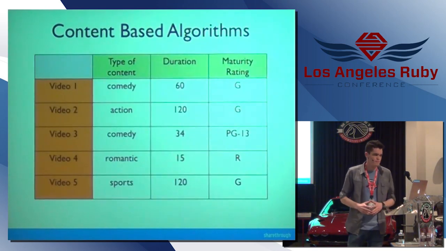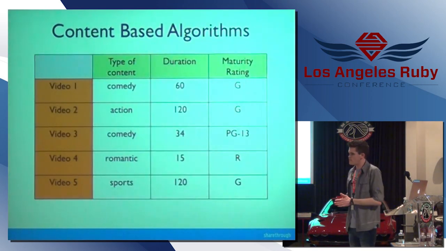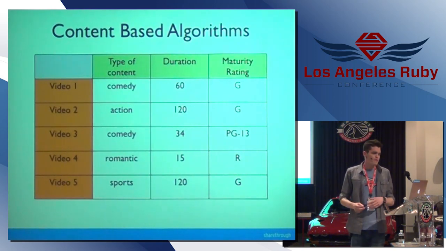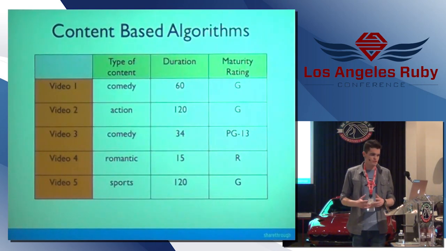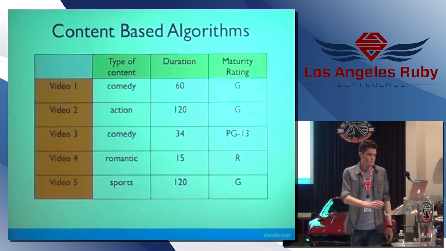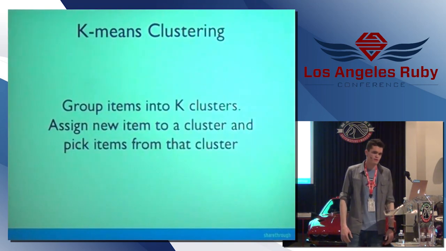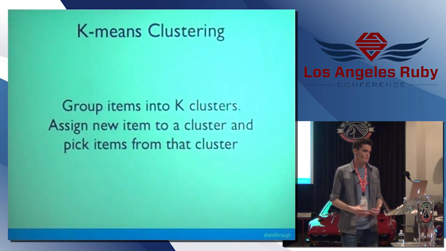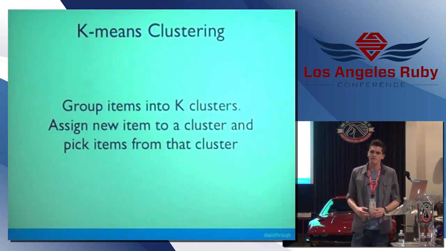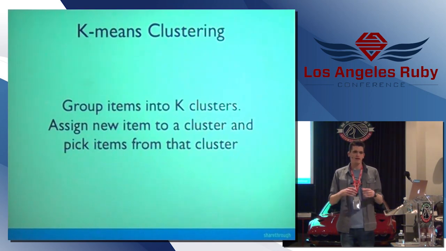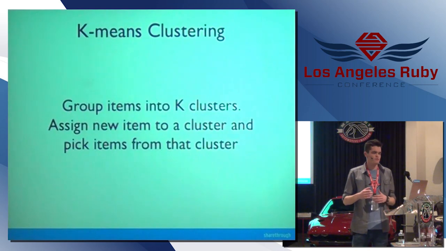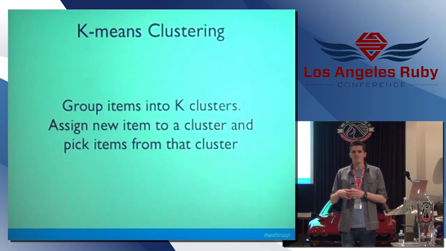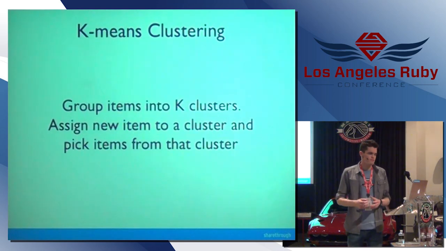So let's look at an example. If we have those same five videos from before, we now actually have information or features that describe those videos. For instance, type of content, duration, and maturity. And what we're going to do is classify those videos using k-means clustering. K-means clustering is just a way of grouping items into k different distinct clusters. And then what we do is we just assign new items to a cluster, and then we pick items that are already in that cluster as our recommendations.